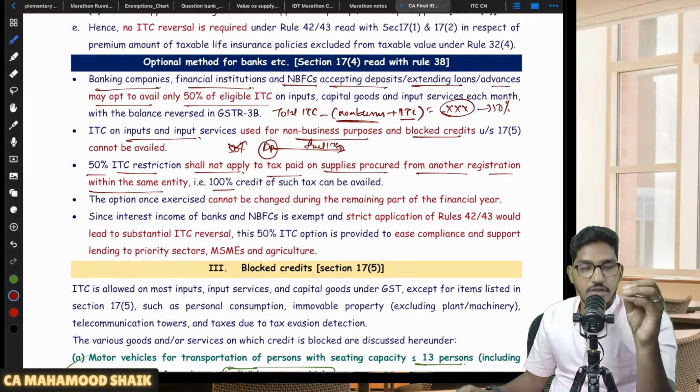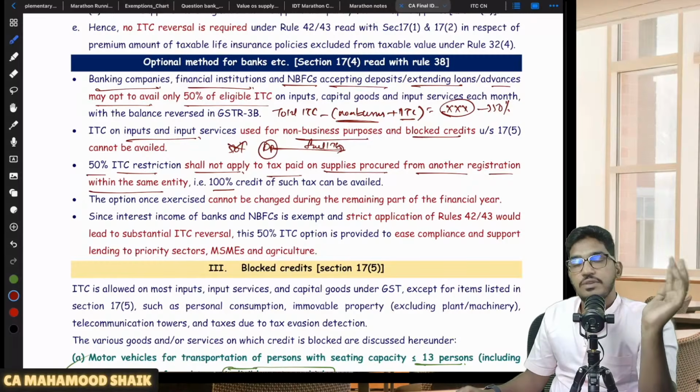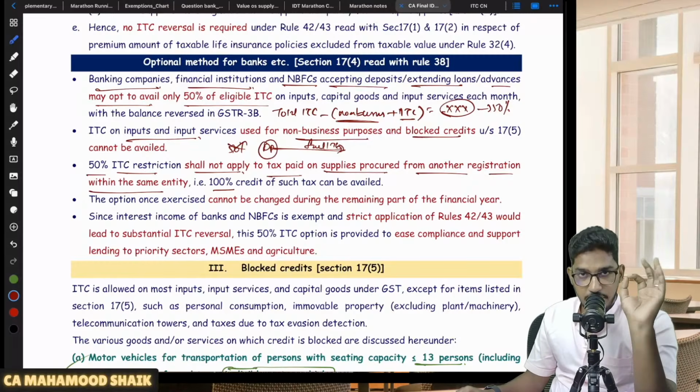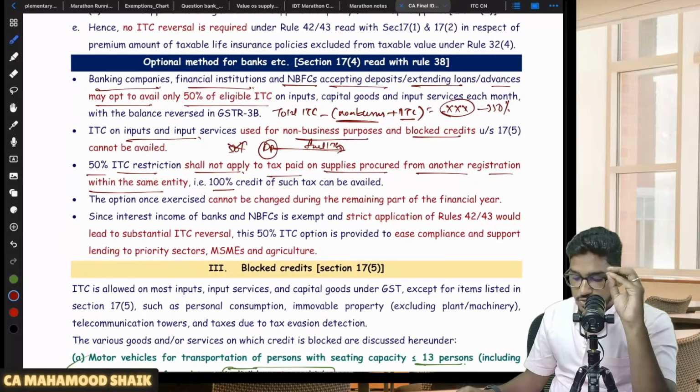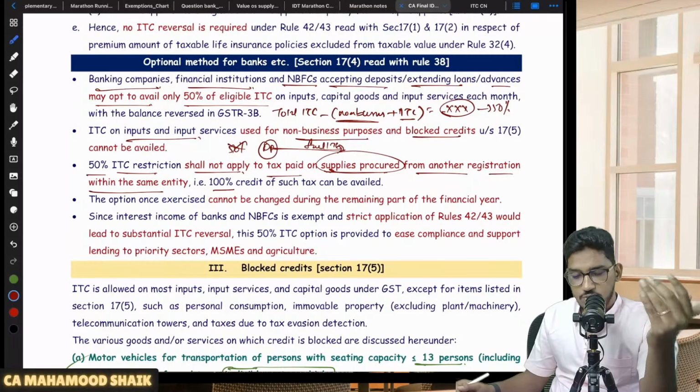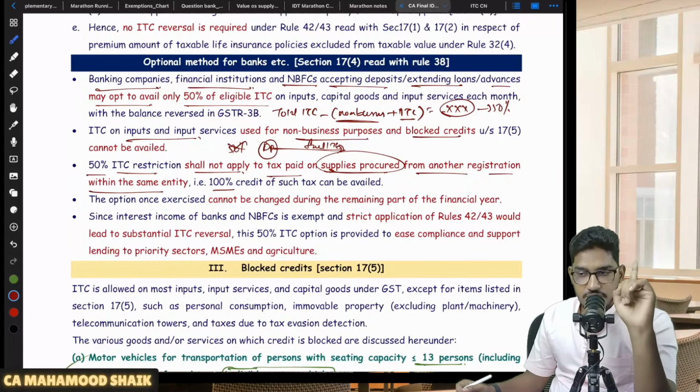In case you are a bank and you are receiving services from another branch which has a separate registration, from that distinct person under section 25, if you are receiving any input services, there is no restriction. Not just input services, but supplies procured. That could be input services and also input goods. So if you are receiving any supplies from a distinct person under section 25, on those inward supplies you can take 100% ITC.